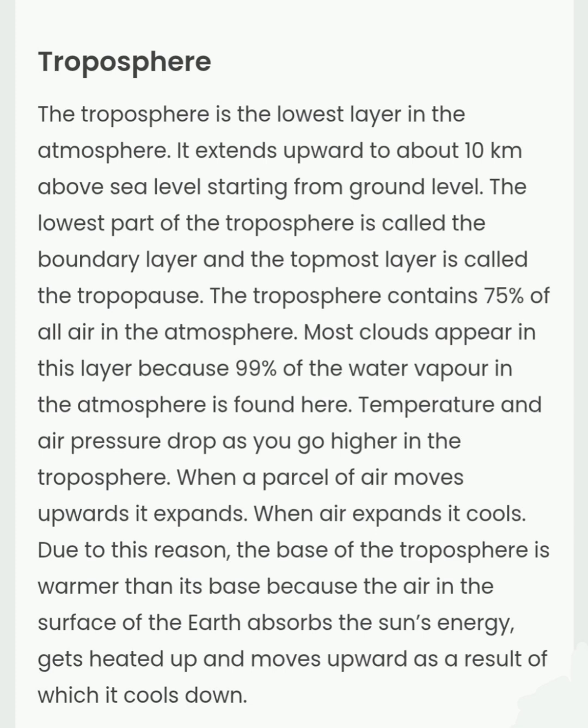Temperature and air pressure drop as you go higher in the troposphere. When a parcel of air moves upwards, it expands. When air expands, it cools. Due to this reason, the base of the troposphere is warmer than its top, because the air at the surface of the earth absorbs the sun's energy, gets heated up, and moves upward, as a result of which it cools down.